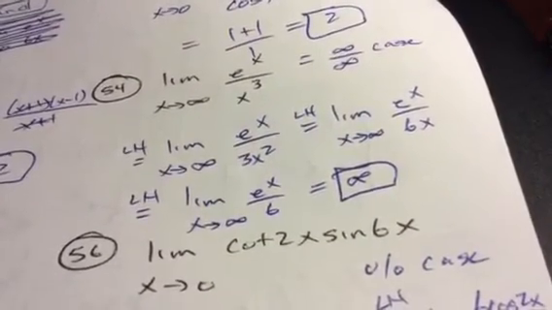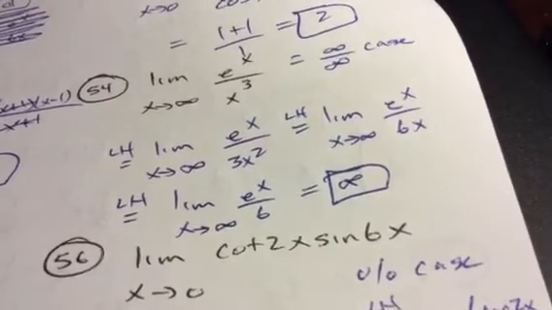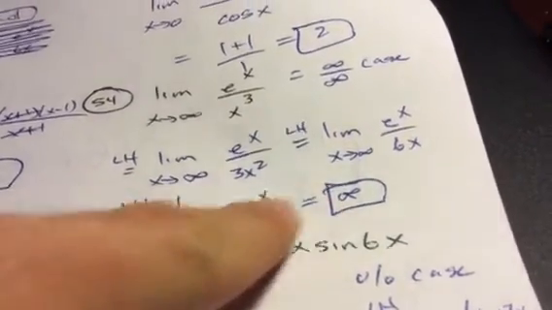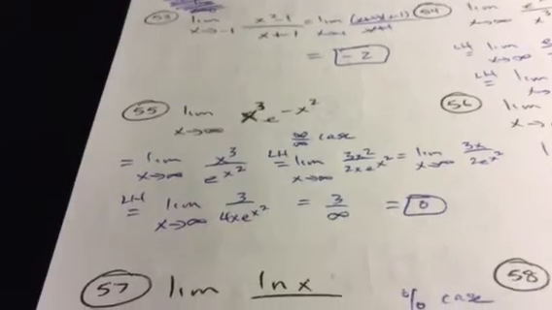54, to use L'Hopital, you have an infinity over infinity case several times. You've got to do it a few times. You can still get an answer of infinity, but this proves it. Now it's infinity over 6 instead of infinity over infinity. Folks, you have to have a fraction to use L'Hopital's. It's got to be something over something.